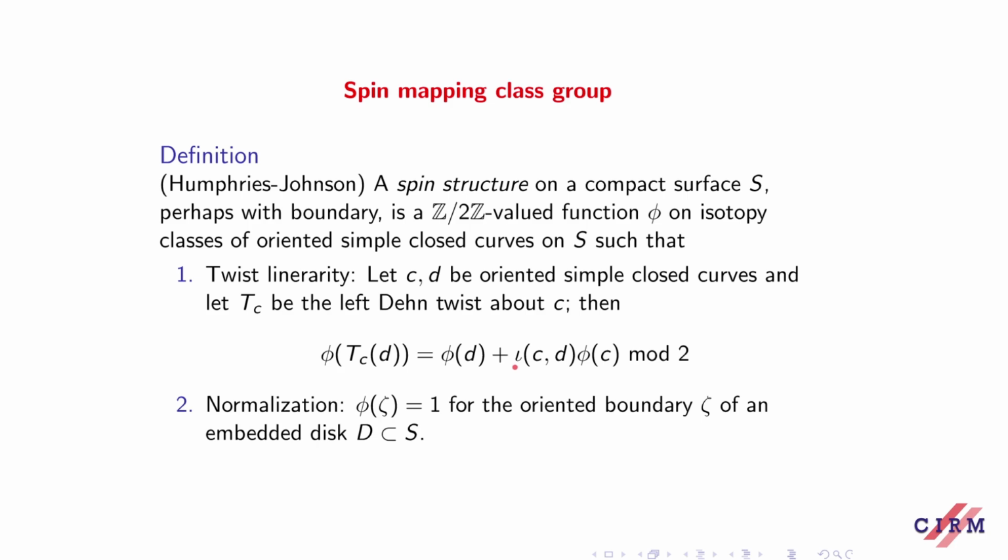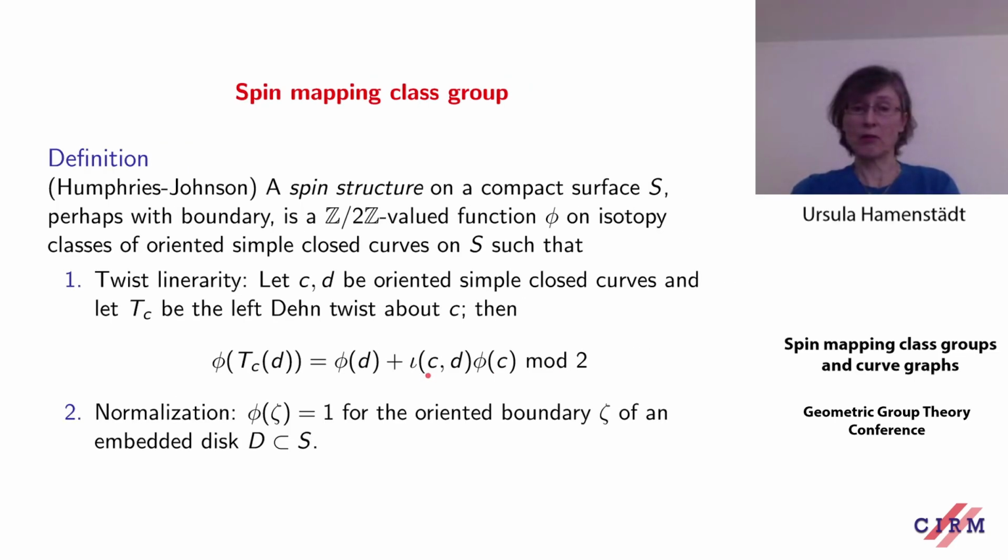Since we are working here with Z mod 2Z coefficients, an orientation here is actually not relevant, because a curve with both of its orientations defines the same homology class modulo 2. So we take here this homological intersection modulo 2, and this is what the value of the spin structure is supposed to be on the image of D under the Dehn twist about C.